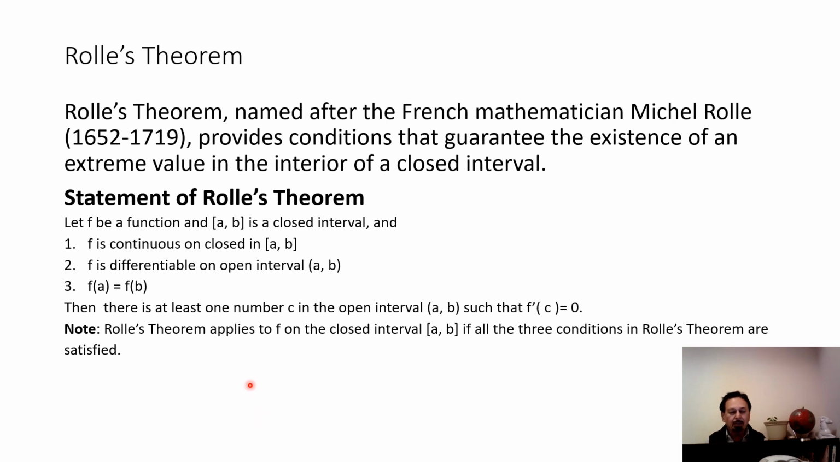Rolle's theorem, named after the French mathematician Michel Rolle, 1652 to 1719, provides conditions that guarantee the existence of an extreme value in the interior of a closed interval. Statement of Rolle's theorem: let f be a function on a closed interval AB, where f is continuous on AB, f is differentiable in the open interval AB, and f of A equals f of B. Then there is at least one number C in the open interval AB such that the first derivative evaluated at C is equal to 0.